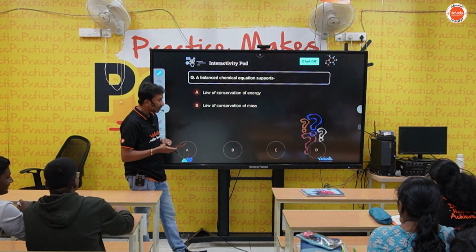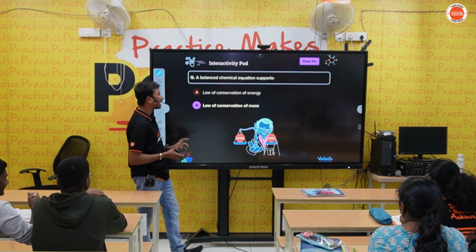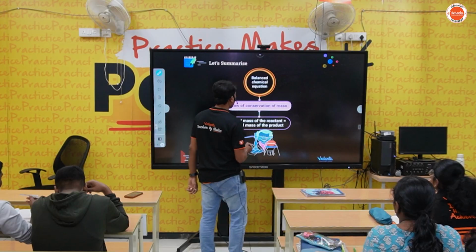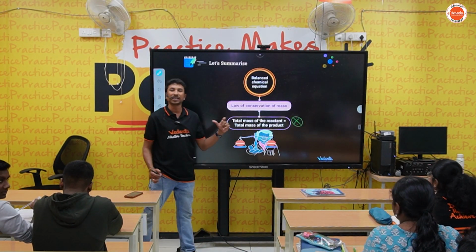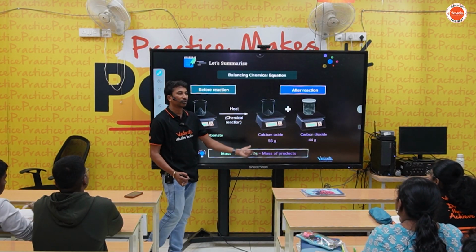Law of conservation of mass, right? Very good. Law of conservation of mass says the mass of the reactants is always equal to the mass of the product, right? This is what is called the law of conservation of mass. Always in a chemical reaction, the mass of the reactant and the mass of the product will be equal.